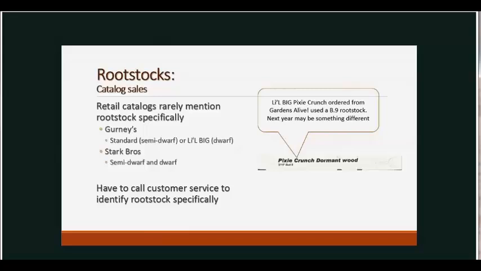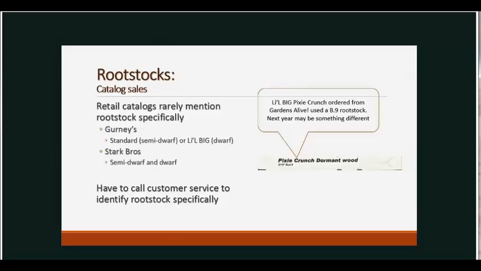Stark Brothers just uses the terms semi-dwarf and dwarf. They don't actually tell you what the rootstock is. So what I tell people who are buying from catalogs is to call customer service and have them identify what rootstocks they're using. In this particular tag, this Pixie Crunch, you can see that it was grafted onto a Bud 9 rootstock, and it tells what the caliper is too, 3/15. So it's a Bud 9.